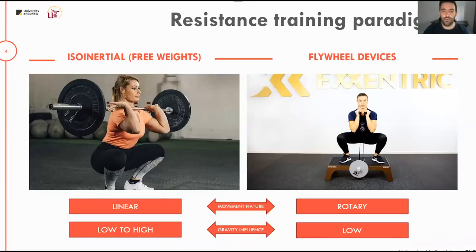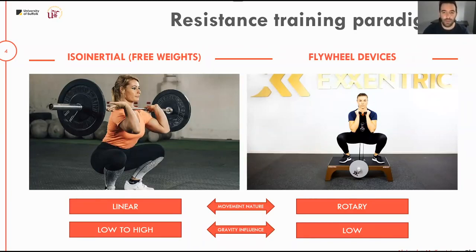So if we think on 2 different resistant training paradigms, we can speak about isoinertial. When I speak about isoinertial, I always refer to free weights, because in my opinion, a flywheel device is not isoinertial, because the inertia is the same, but it varies because of the rotary axis, something which I will explain in a moment. So if we compare flywheel devices to isoinertial or free weights, most of the free weights equipment or technologies produce a linear movement, compared to flywheel devices, whose movement nature is a rotary movement.